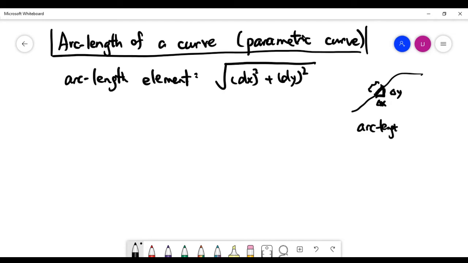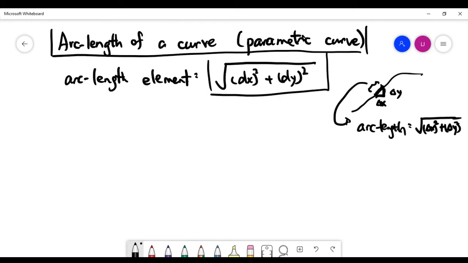So approximately speaking, the length just for this part, by the Pythagoras theorem, is going to be the square root of the small difference of x squared plus the small difference of y squared, right? And that's how we get this arc length element for a general curve. And let's look at our current case of parametric curve.